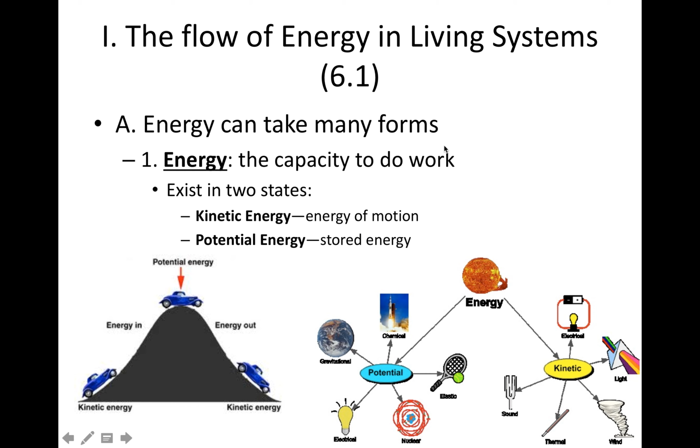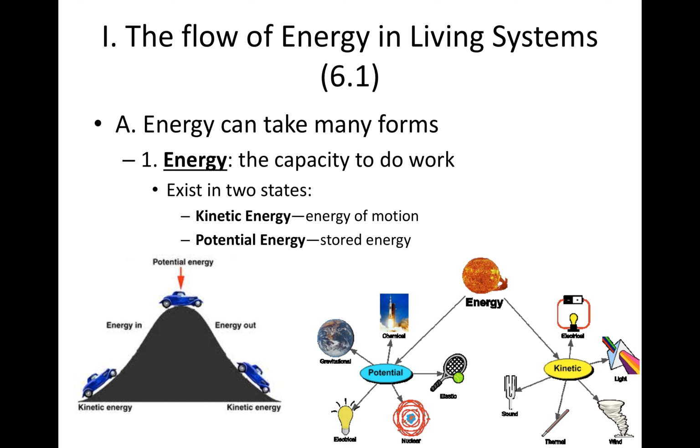Okay, so energy can take many forms, and the definition of energy in any science textbook is really the capacity or the ability to do work. And there are 2 states. You can have kinetic energy or potential energy. Kinetic energy is the energy of motion. Anything that moves is basically an example of kinetic energy. Whereas potential energy has the potential or the ability to do work.